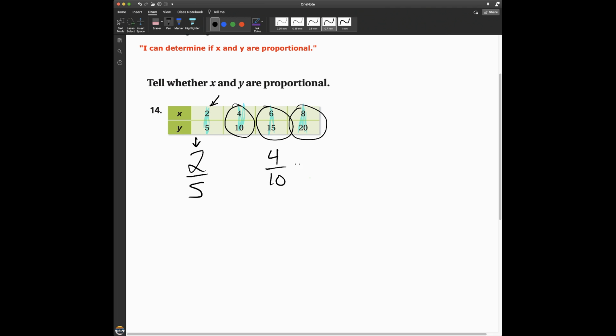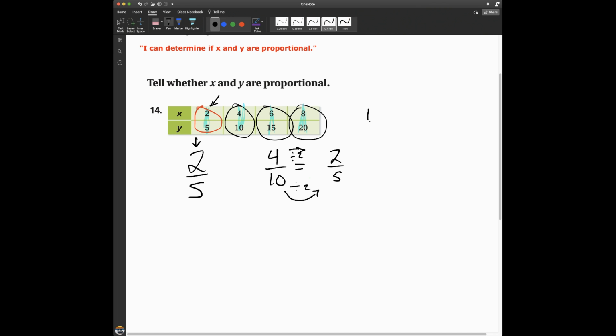4/10. I can divide numerator and denominator by 2, divide by 2, divide by 2. And what do I get? I get 2/5. So I'll put a check mark. We can use a different color, or I'll just circle the ones in red that are proportional.